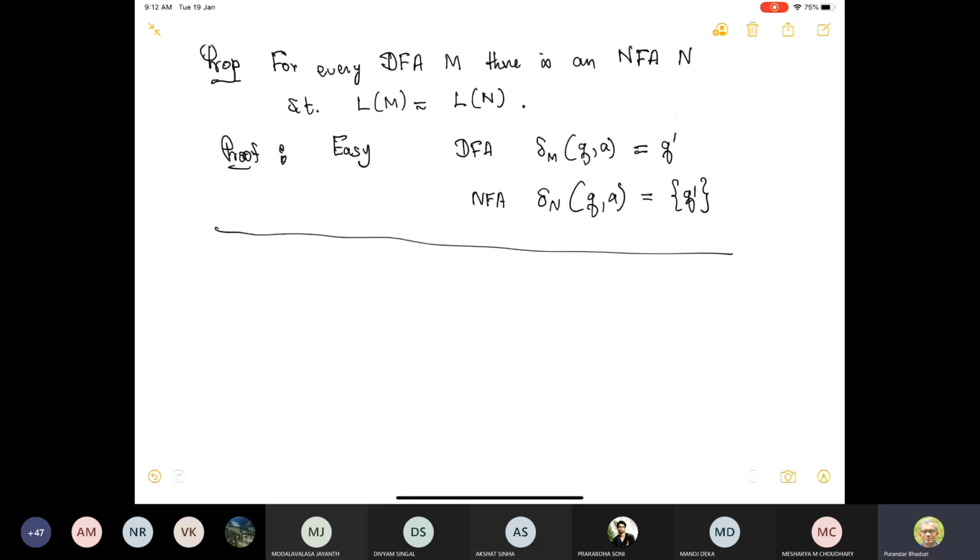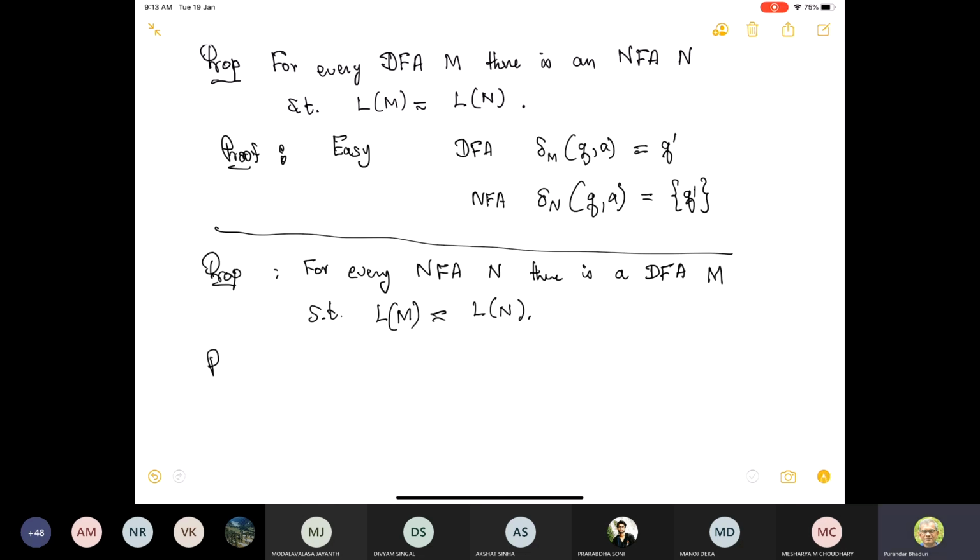But this is true the other way as well. For every non-deterministic finite automaton N, there is a DFA M such that the languages accepted by the two are the same.